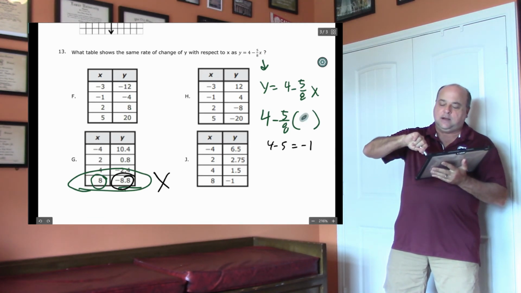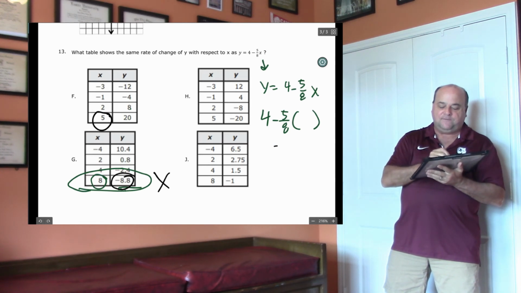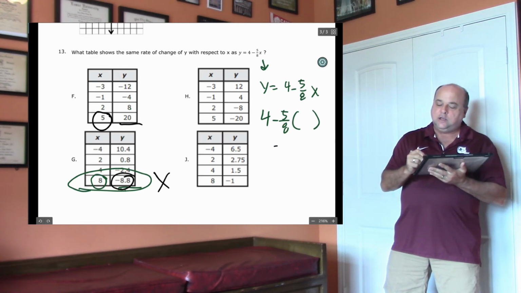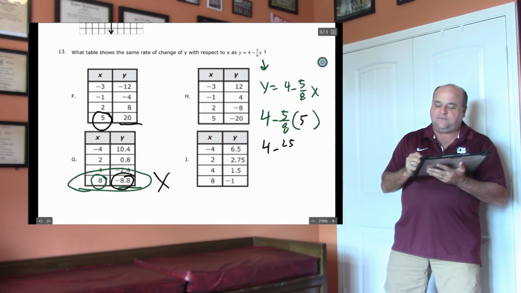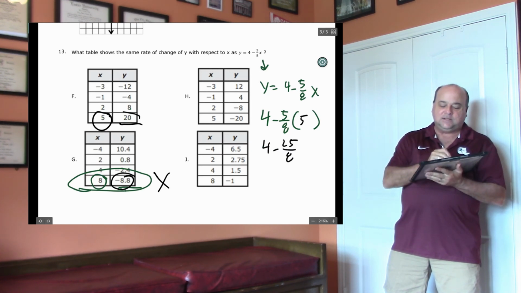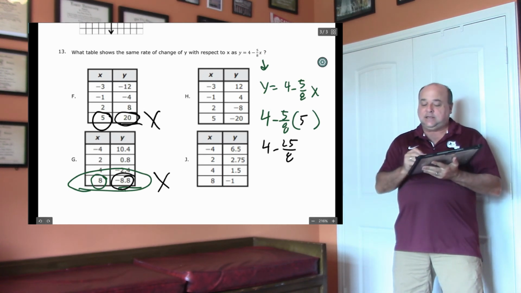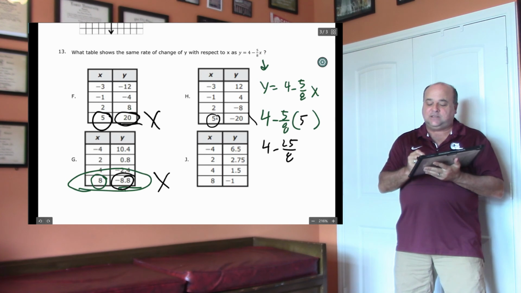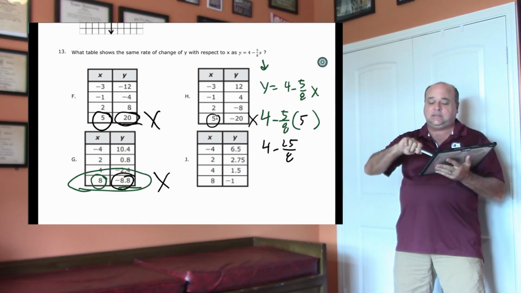Okay, now then, let's plug in 5. If I plug in 5, it's saying I should get 20. So if I put 5 in here, this would make it 4 minus 25 over 8. That does not equal 20, does it? That one's wrong. And if I plug in 5, it does not equal negative 20 either, does it? Okay, so J needs to be right.